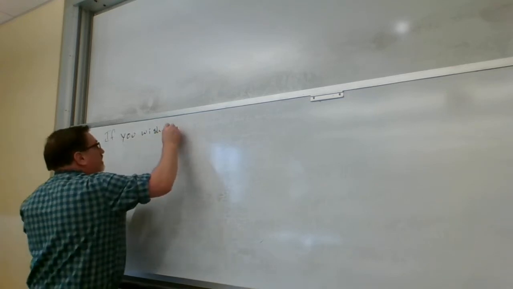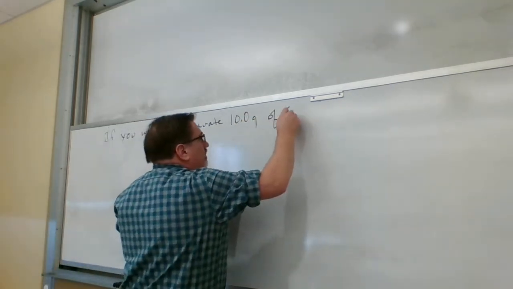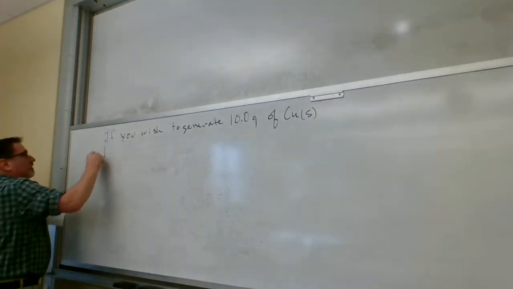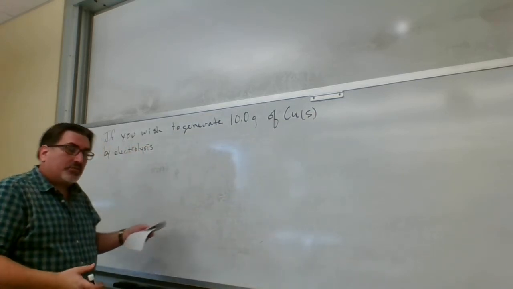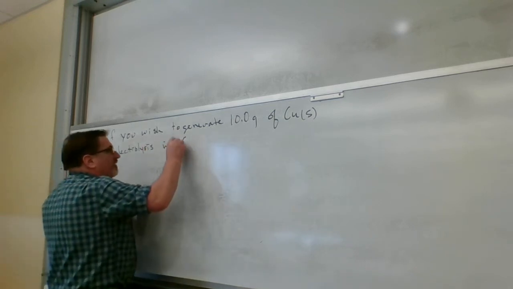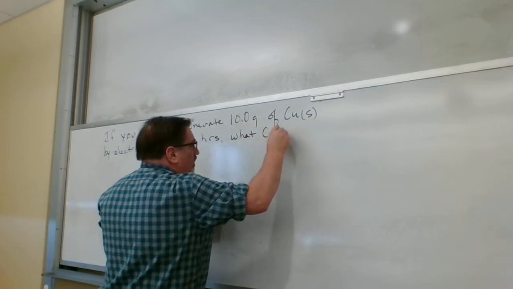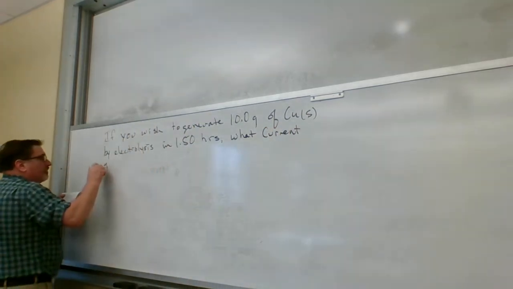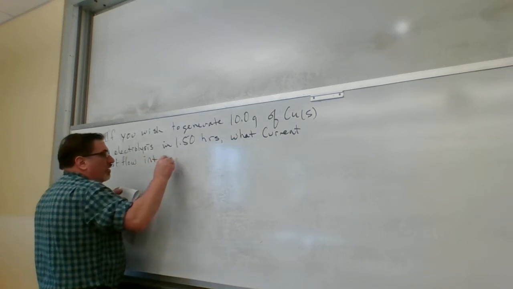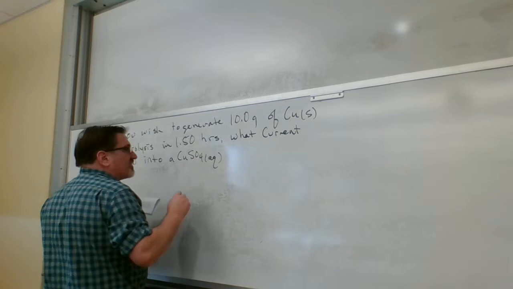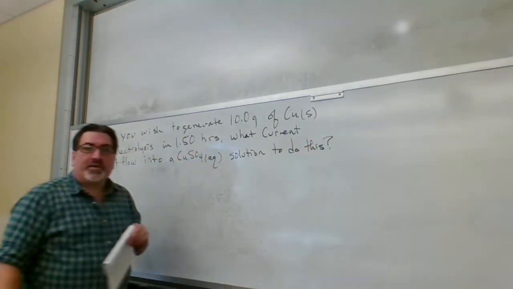If you wish to generate 10.0 grams of solid copper by electrolysis, again, it can be by electrolysis or by electrodeposition, whatever, in 1.50 hours, what current must flow into a copper sulfate aqueous solution in order to do this.